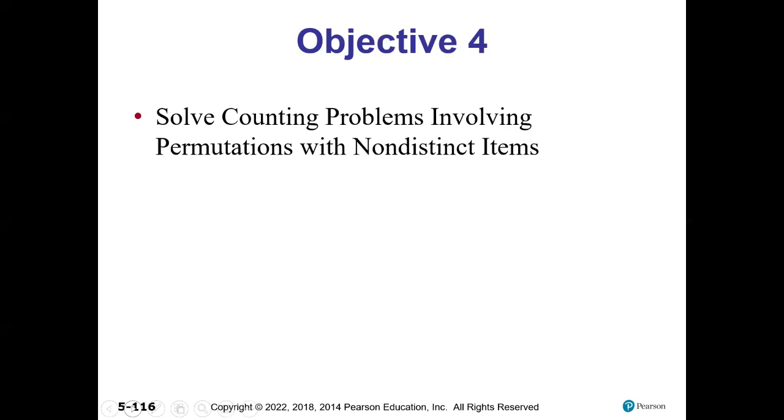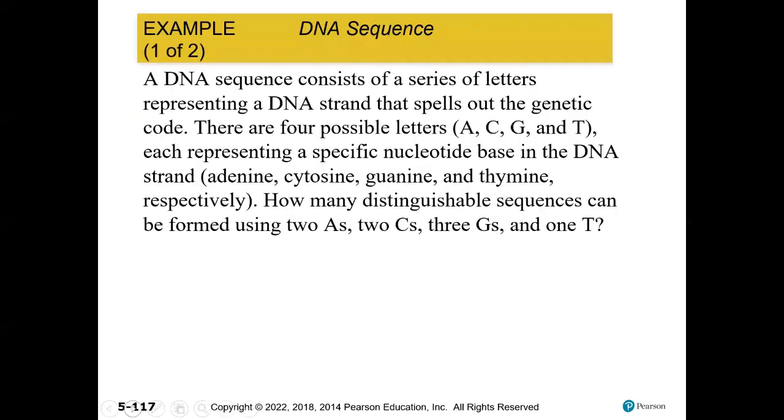What this means now is I want to find the number of ways I can arrange things, but I have some duplicates. So a good example here is DNA. Your DNA sequence has only 4 letters to choose from here. The 4 possible letters are A, C, G, and T, each representing the values adenine, cytosine, guanine, and thymine. And I apologize if any of you are science people and I butchered those. How many distinguishable sequences can be formed using 2 A's, 2 C's, 3 G's, and 1 T?